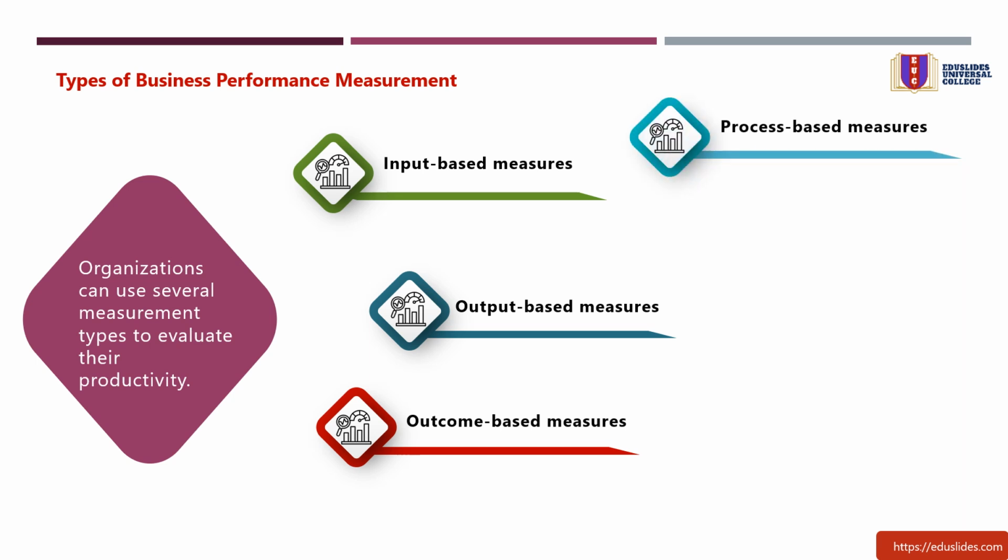4. Process-based measures. Process-based measures focus on the productivity and usefulness of a particular process or activity. Examples include the time it takes to complete a task, the number of errors or defects in a product, or the level of customer service. 5. Quality-based measures. Quality-based measures focus on the quality of a particular product or service. Examples include the level of customer satisfaction, the number of defects or errors in a product, or the level of compliance with regulatory standards. 6.